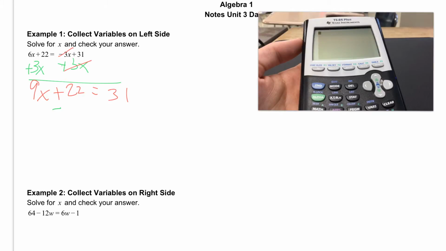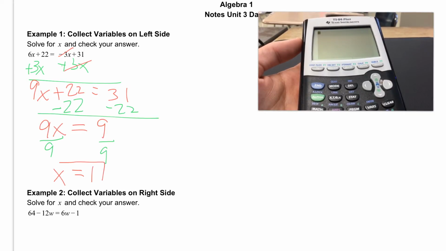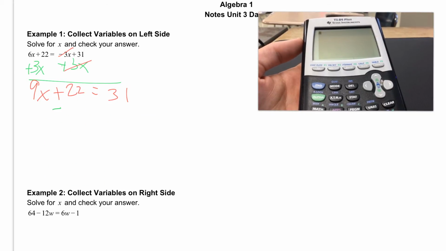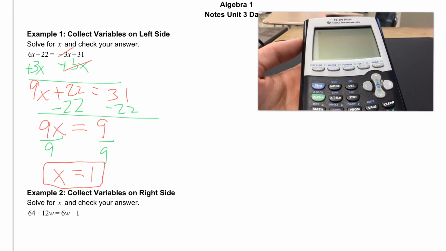And my last step is to get rid of that 9 that's being multiplied, so I can do that by dividing by 9 on both sides. And I get my answer that x equals 1. And it's always good to check your answers. We're going to check our answers on the calculator coming back here.